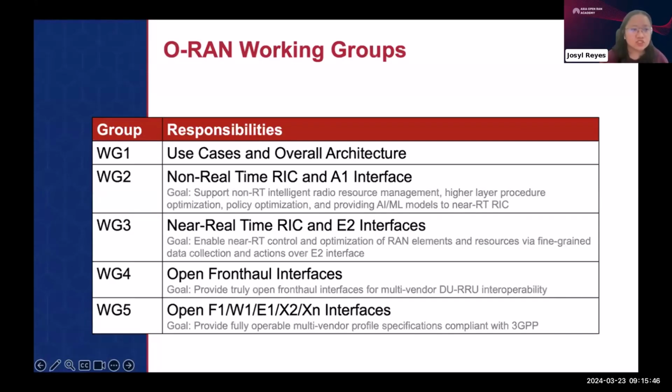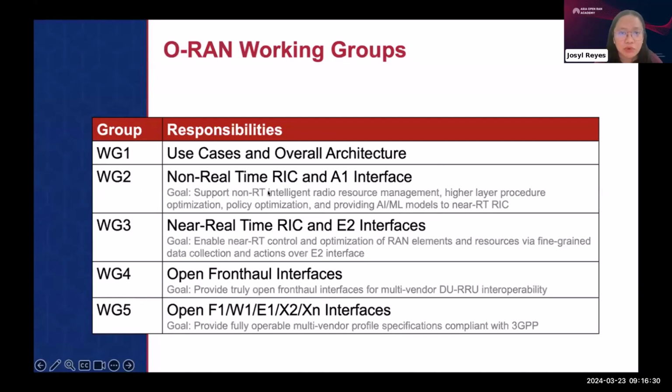They look at the tasks that need to be completed in terms of the architecture, the scope of the architecture, and also maybe some tasks to drive other working groups like working group 2 and onwards. Okay, working group 2 focuses on the non-real-time RIC. Again, when you hear non and near, just remember the 1 second. If it's near real time, then it's less than 1 second, and non-real time is greater than 1 second. Remember that the A1 interface connects the non-real-time RIC and the near real-time RIC. It's still part of working group 2.